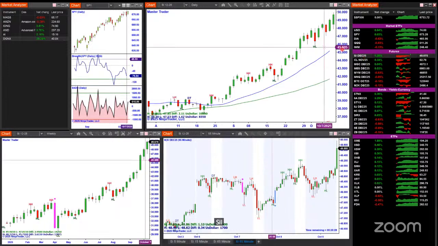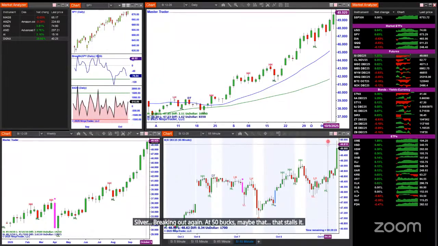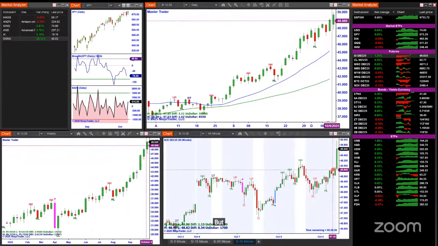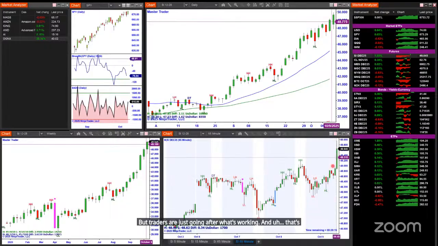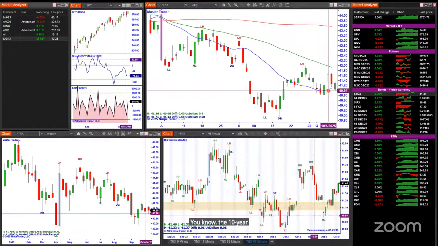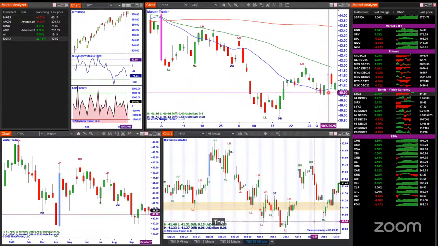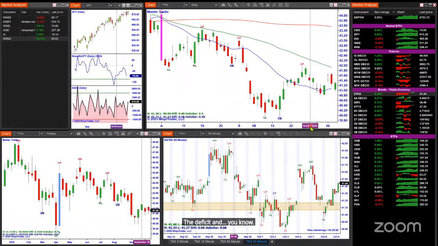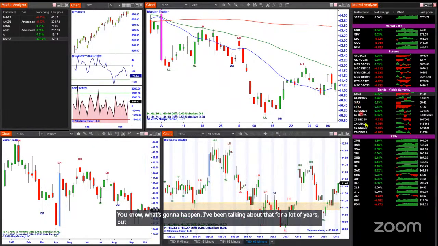Silver breaking out again at $50. Maybe that stalls it. But look, traders are just going after what's working, and that's obviously working. The 10-year is just not doing anything. So whatever the inflation thing is related to gold, I think gold is just more related to the deficit, and a lot of people are talking about what's going to happen. I've been talking about that for a lot of years, but we'll see.